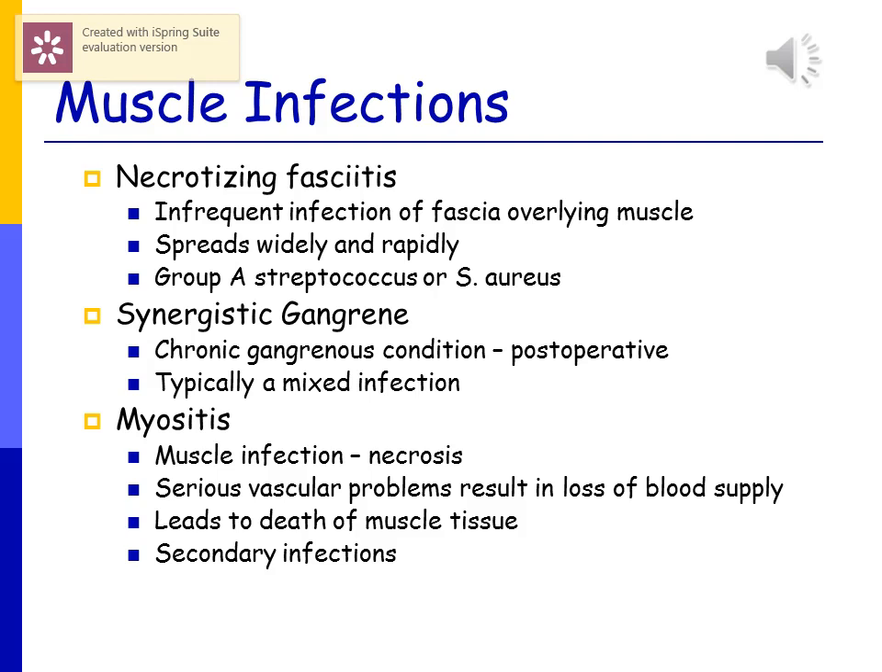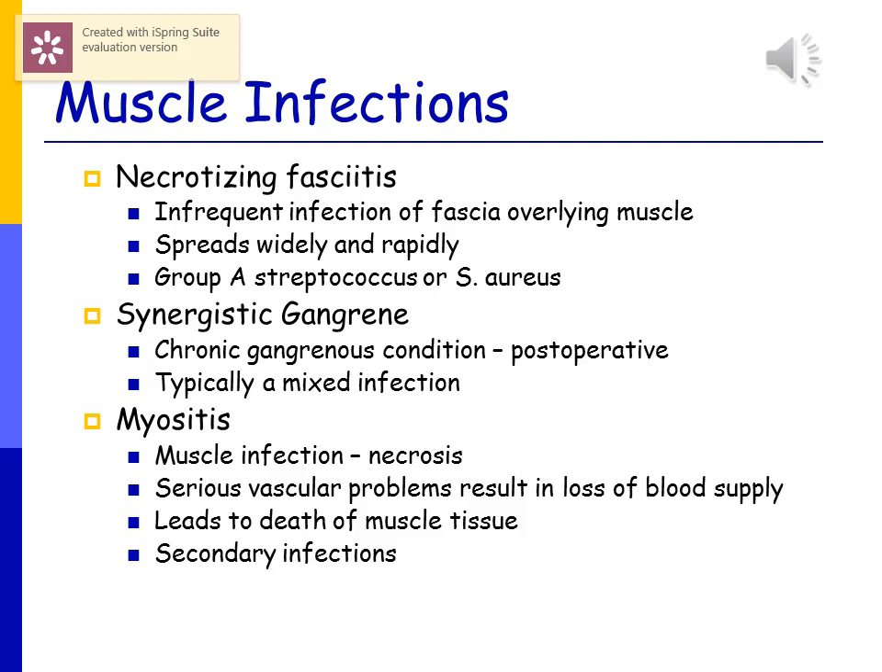Also, muscle infections would be gangrene. So chronic gangrenous conditions can occur in post-op infections. Typically, these are mixed infections. Commonly, if you remember, your gangrene is caused by Clostridium perfringens, which is usually the cause of gas gangrene, lots of gas in the tissues.